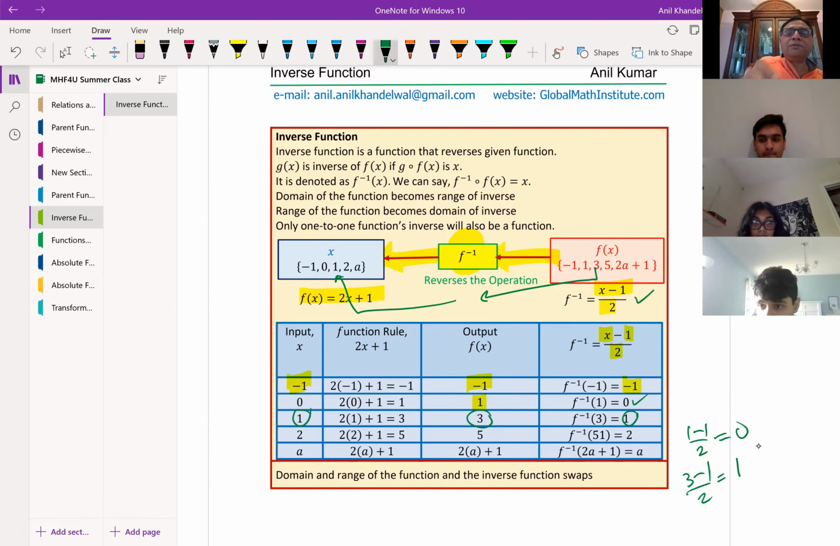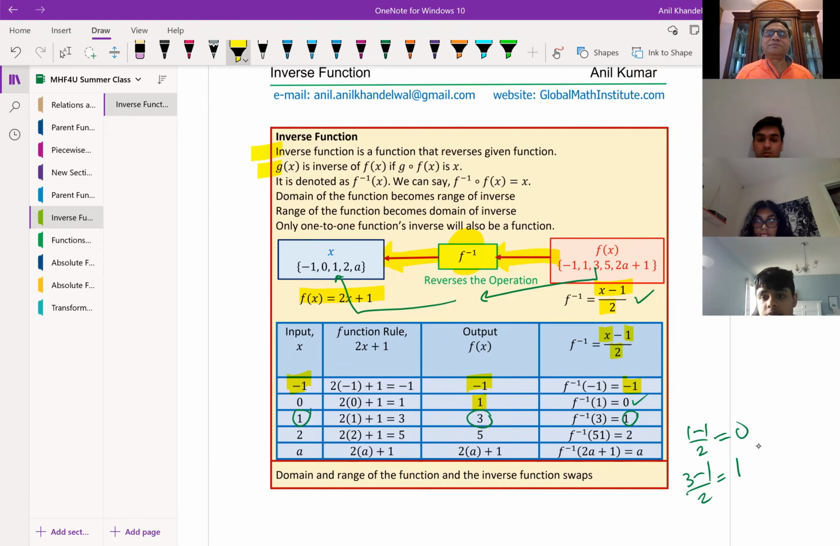So that means what I'm trying to say here is this. Hamza, can you please read what is written here? Sure. An inverse function is a function that reverses a given function. g of x is the inverse of f of x, and g of f of x is x. It is denoted as f inverse of x. We can say f inverse of f of x equals x.